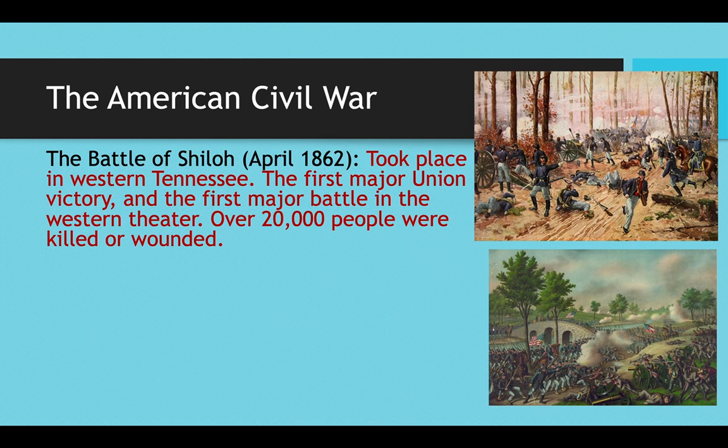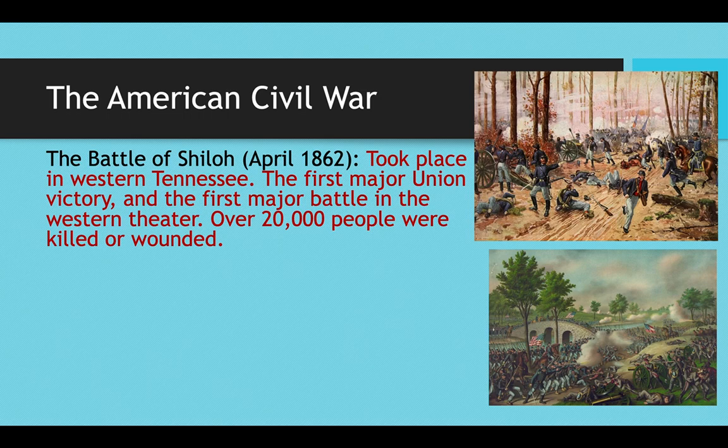After the ensuing winter, in the spring, the fighting started back up again. The Battle of Shiloh took place in western Tennessee. This was the first major battle in the Western Theater. It was also the first major Union victory. Over 20,000 people were killed or wounded in this battle.